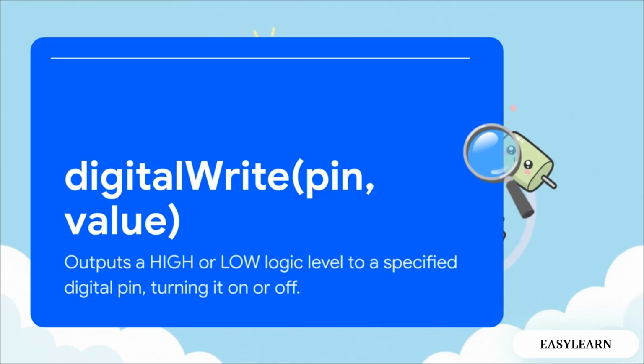Okay, so if pinMode gives the pin its job, digitalWrite is the actual action command. This is the Arduino shouting on by sending a high signal, or off by sending a low signal to whatever pin you tell it to. This is the command that actually makes things happen. You want to light up an LED? This is how you do it.